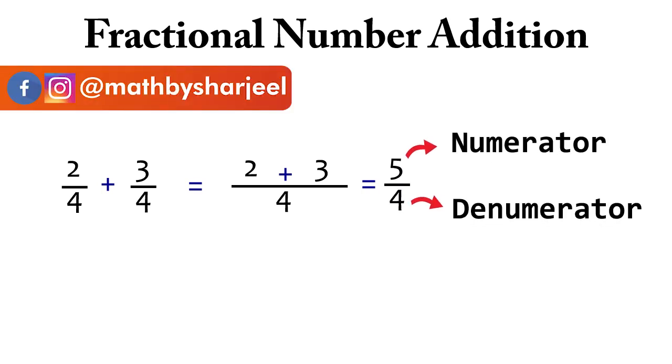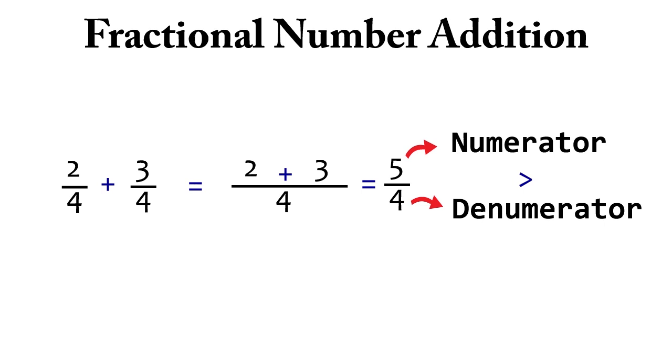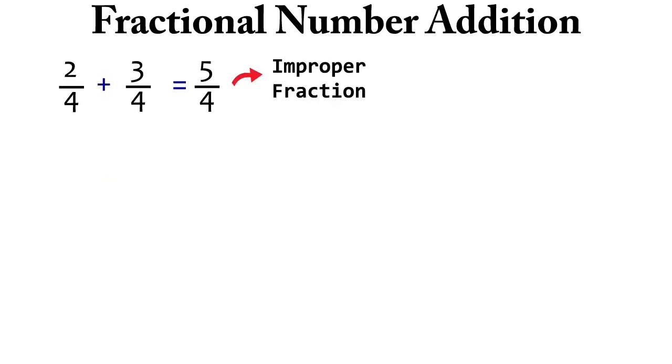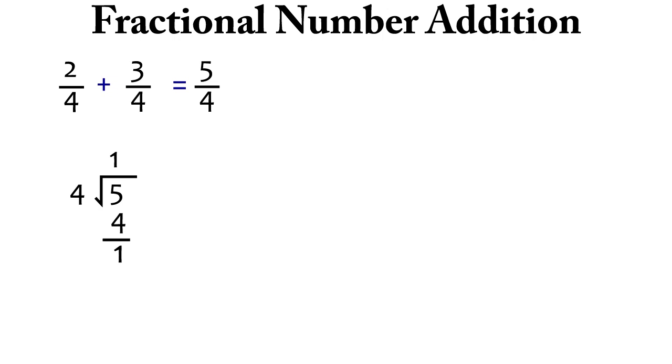Here you can see the numerator is greater than the denominator. So our answer is an improper fraction. Never write the answer as an improper fraction. Always convert it into mixed number form. So how can you do that? First, divide the numerator by the denominator.